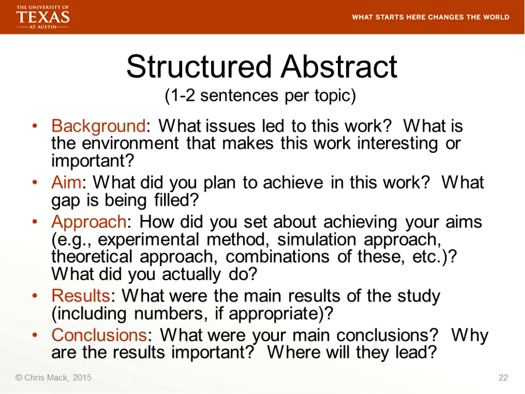Background. What are the issues that led to the work? What's the environment that makes this work interesting or important? 2, aim. What did you plan to achieve in this work? What are the research questions that you want to answer? What is the gap that you're trying to fill? Don't do more than 1 or 2 sentences on any topic. If it takes 5 sentences to explain it, figure out a way to shorten that, be more succinct. You have to be able to do it in just a couple of sentences.